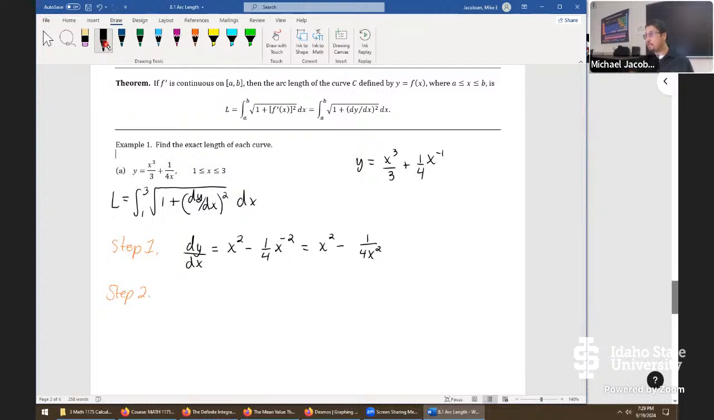So dy dx squared, or if you want to go a little bit bigger, you could put in the +1 here at this stage as well. Less steps, but same work. Dy dx squared. So now we're looking at the radicand, the thing under the root. This is 1 plus x squared minus 1/4 x to the negative 2, squared. And we wouldn't just want to simply put a root on that to try to integrate it. I don't know how I would integrate something like this. It's just a giant mess in its current format.